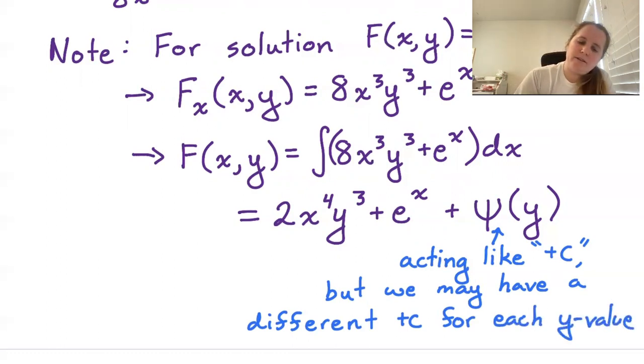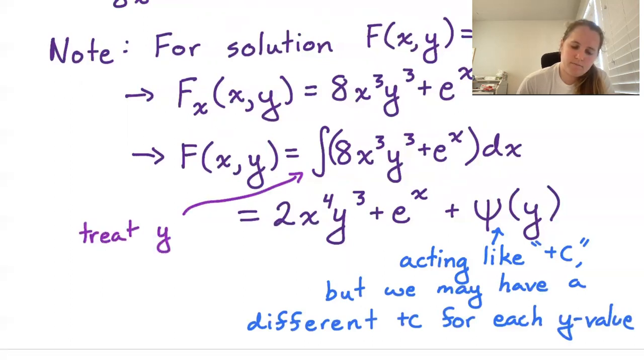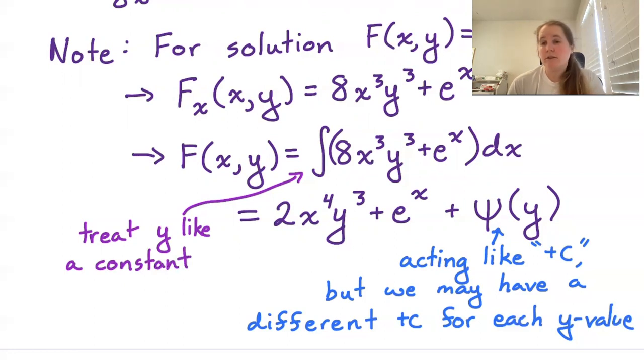So again, when we did the integral, we were treating y like a constant. So we essentially did infinitely many integrals, one for each possible value of y, and for each of those values of y, that integral comes with its own plus c. So I'm going to give myself a little more space, and then I'll show you how we figure out what that psi of y is.